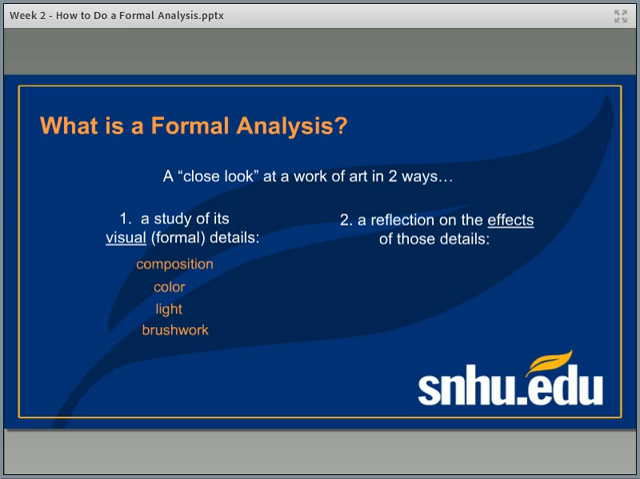We also want to think about the effects of those details. This is also part of the formal analysis. So when we think about the effects, we think about the mood, the possible tone, the emotional effect that we might have when we look at a work of art. Is it overall a happy work? Is it a somber work? Is it one that is shocking or powerful that grabs our attention that way? And what does it ask us to focus on? How do those visual details really pull us in to focus on a particular element?